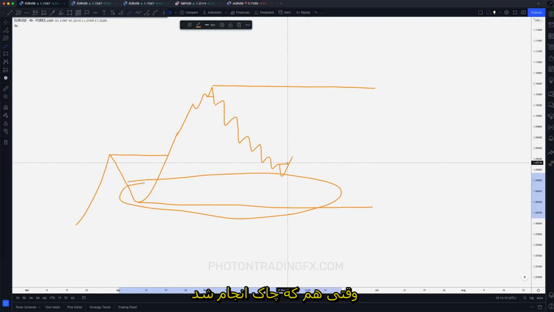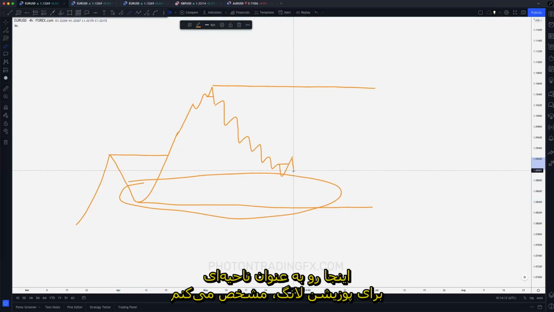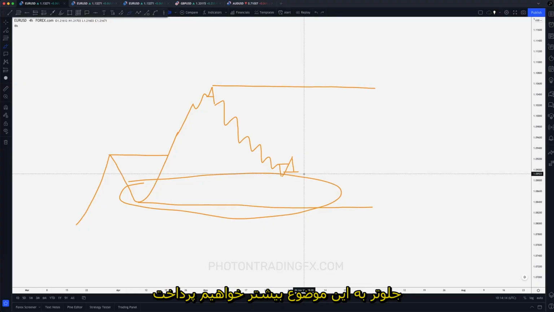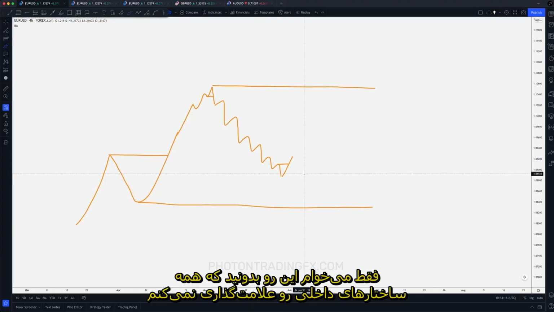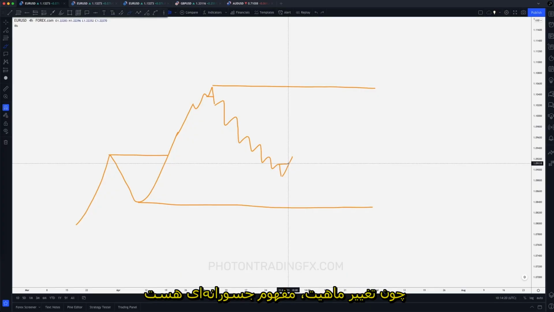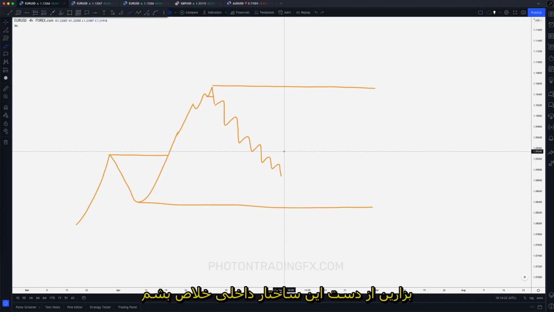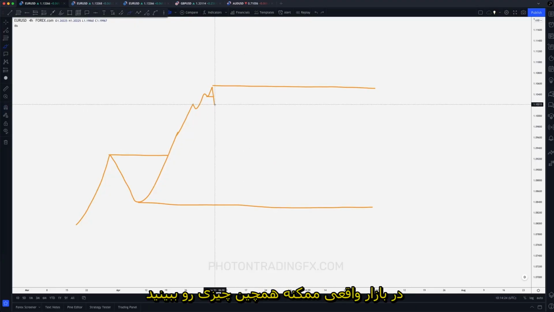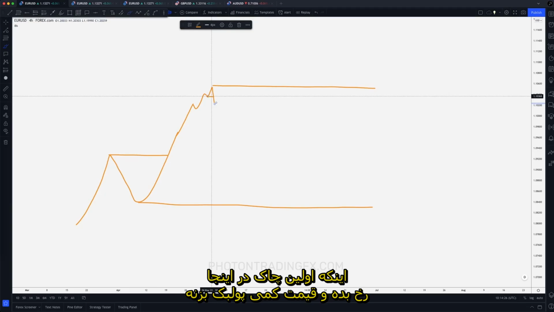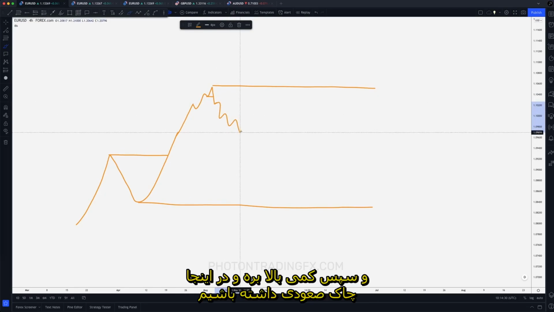So when we get that change of character, I'll then mark that out and then I'll potentially look to get in long. We're going to get into this as we go, but I just want you to understand now that I'm not labeling everywhere, because change of character is very aggressive, okay? Because this internal structure here, if I actually get rid of it, what you'll see in a live market is you'll get that initial bearish change of character up here, and then price may pull back a little bit. And then it may move up here, and then you've got a bullish change of character.